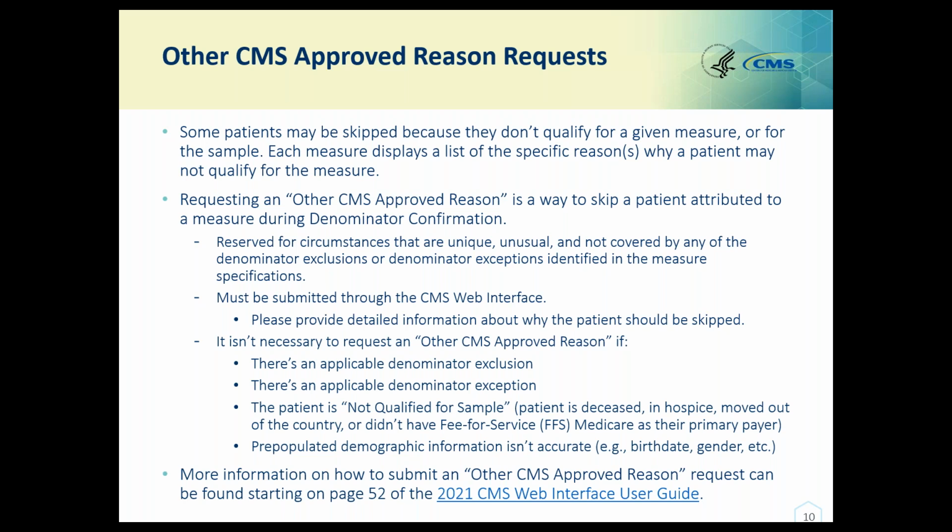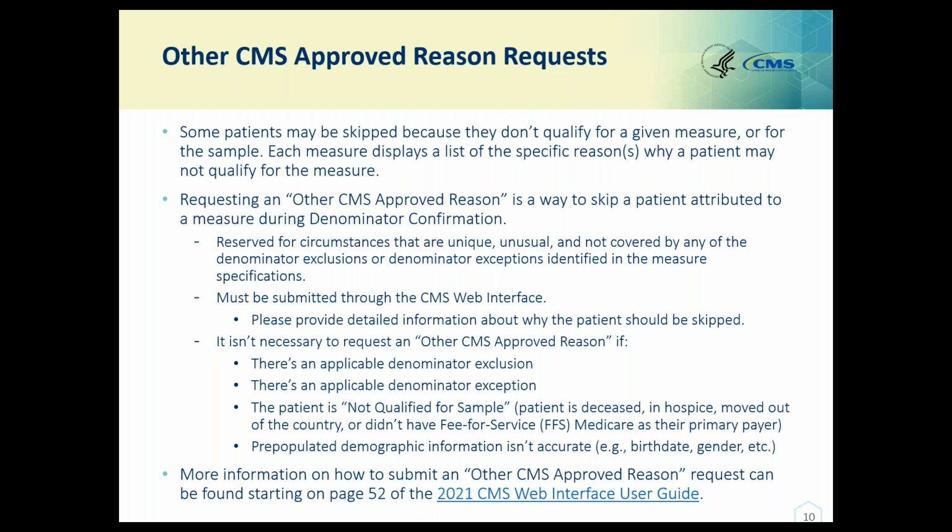It isn't necessary to request an other CMS approved reason if there's an applicable denominator exclusion, an applicable denominator exception, or the patient is not qualified for the sample. And these instances would include if the patient is deceased, in hospice, moved out of the country, or didn't have Medicare fee-for-service as their primary payer.